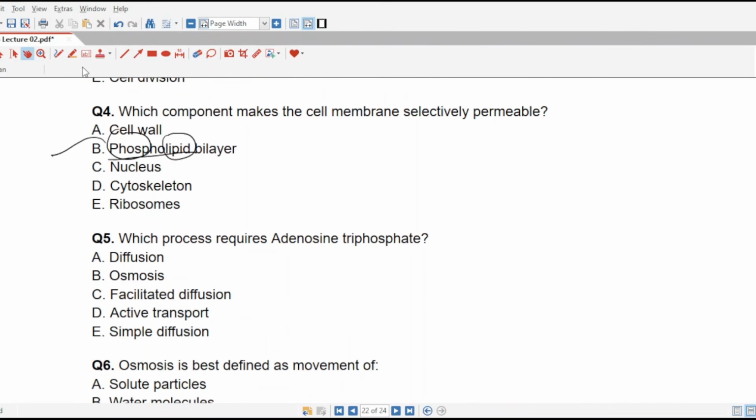Which process requires adenosine triphosphate? Obviously, the active transport. Diffusion doesn't need it. Osmosis doesn't need it either. Facilitated diffusion needs transporter protein or carrier protein, not the energy. Simple diffusion doesn't need any ATP or energy as well.